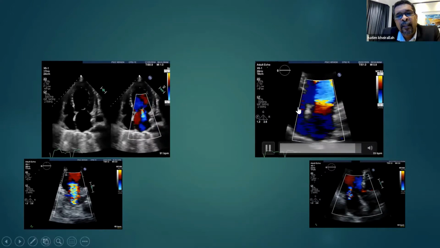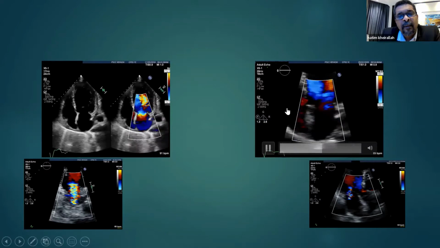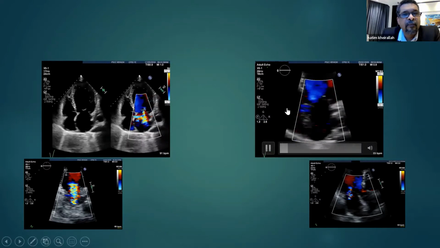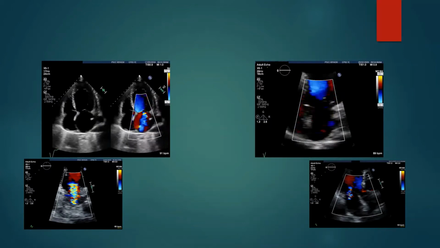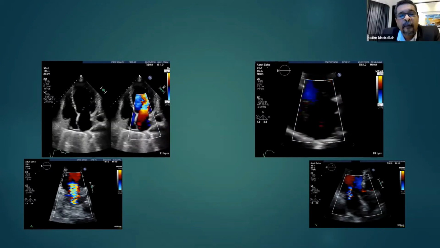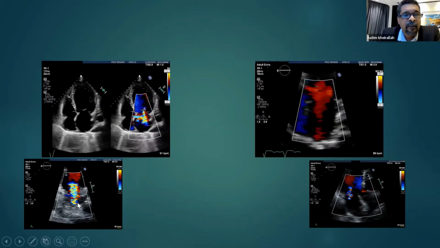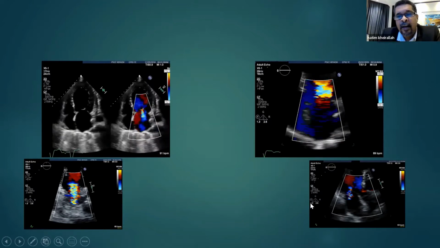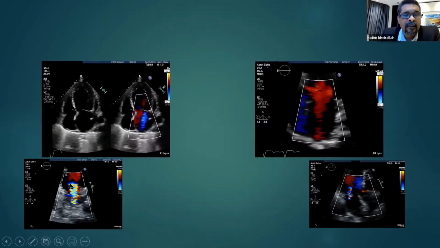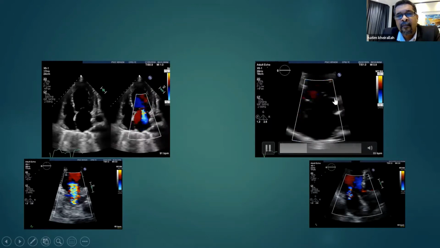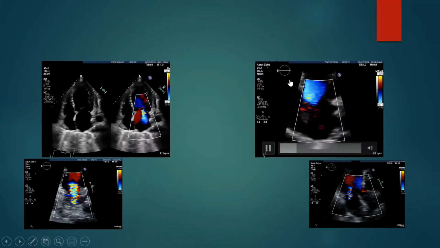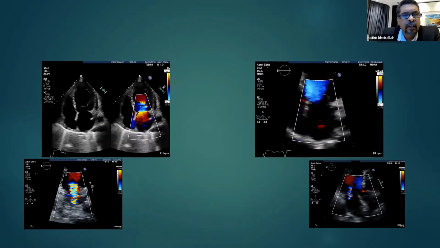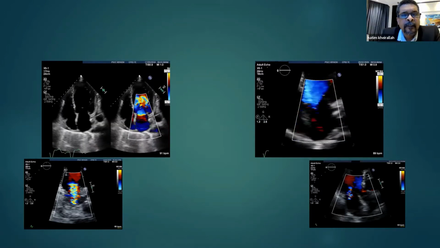If I tell you that this patient is the same as this patient after a few months, what do you think about the MR? I froze the MR here and here. You see the MR has decreased a lot. The LV function has improved a lot. Improved, yes. So what do you think the reason may be?